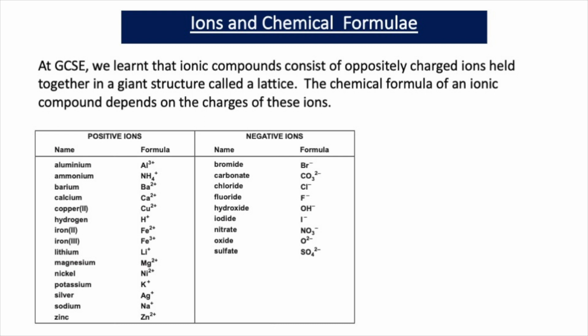Now at GCSE, we learnt that ionic compounds consist of oppositely charged ions held together in a giant structure called a crystal lattice, and the chemical formula of an ionic compound depends on the charges of these ions. The table on this slide is the same table that you're given at GCSE, and it shows positive ions and negative ions, and at GCSE you are expected to be able to use this table to work out the chemical formula of various compounds.